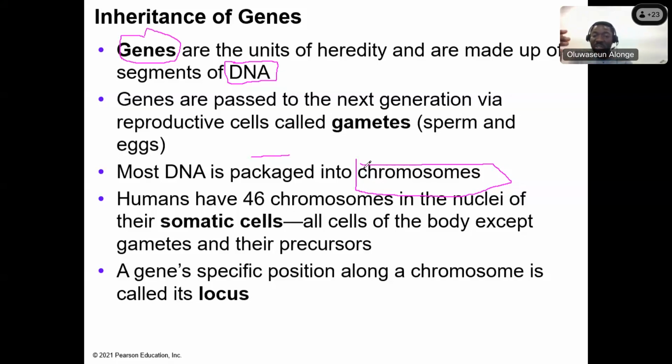So we could talk about the gene for eye color, gene for the texture of your hair, gene for your skin color, gene for your height, gene for the shape of your nose, gene for the shape of your mouth. A gene codes for a particular trait. It is coding for a particular character, for a particular feature inside of you. So chromosome is the entire thing. So you see, most DNA is packaged into chromosome.